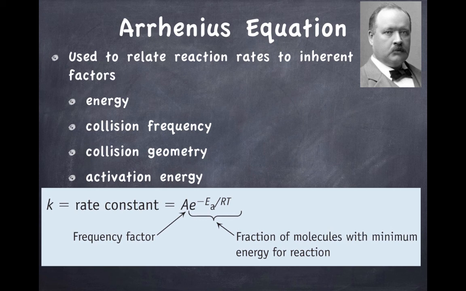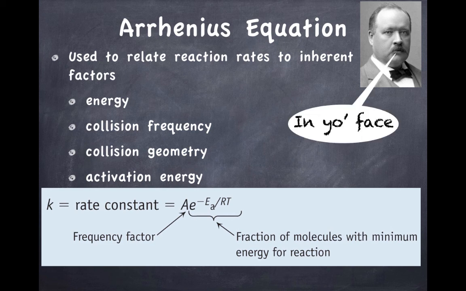And then we have this large exponential term there. So we have e to the minus Ea over RT, where Ea is our activation energy, R is our regular gas constant, but this is going to be the 8.314 version since that uses energy, and T, of course, is temperature in Kelvin. And that exponential term really represents the fraction of molecules that have the minimum amount of energy needed in order to react.